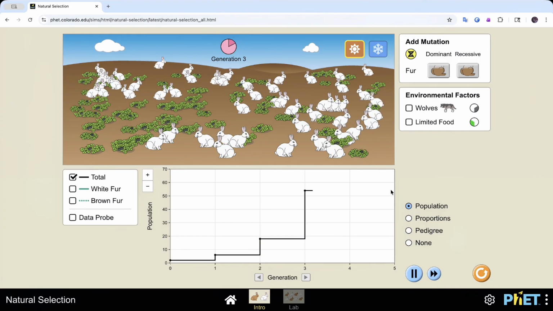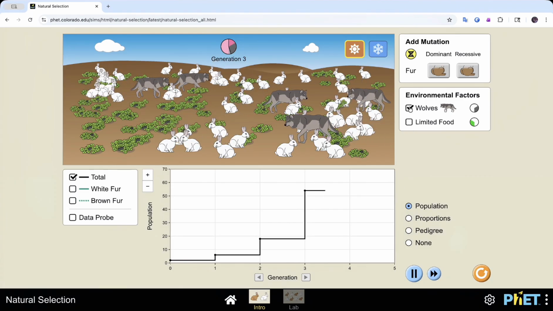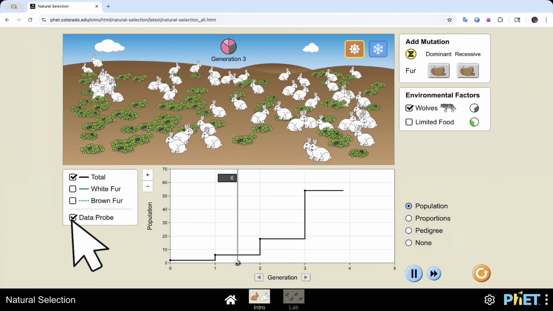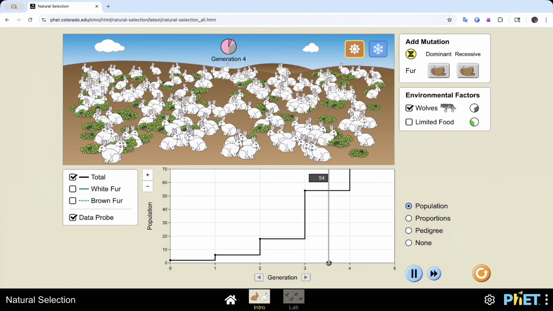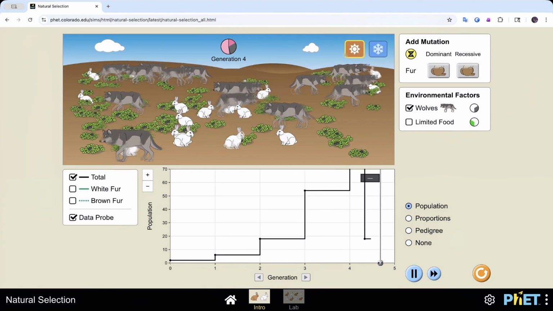We are at Generation 3 now. This time, on the right side of the screen, select the environmental factor called wolves. Make sure the data probe is turned on. Now watch what happens right away. I am going to pause here so we can take a look together.